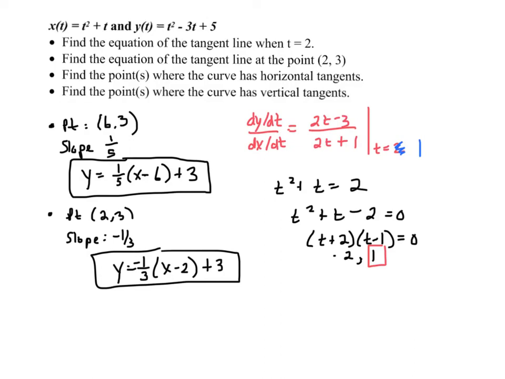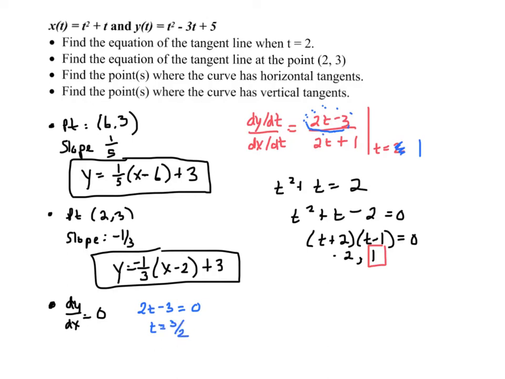Okay. Next, it says find the points on the curve where we'd have a horizontal tangent. Well, a horizontal tangent occurs when the derivative, let me just make this note, is 0. That's going to occur when the numerator is 0. So we have to figure out where 2t minus 3 is 0. Of course, add 3, divided by 2. t has to be 3/2.